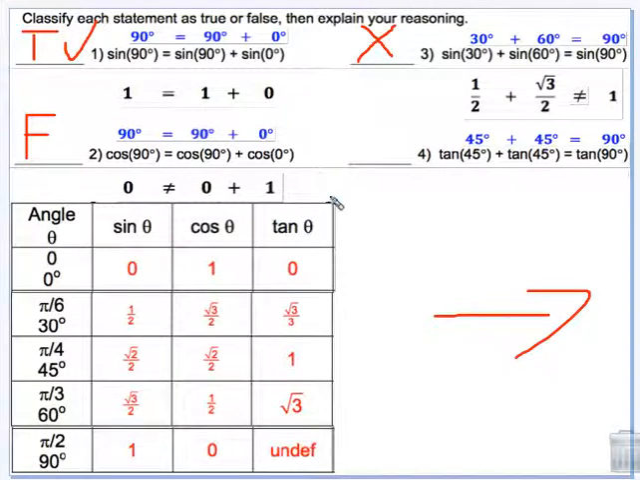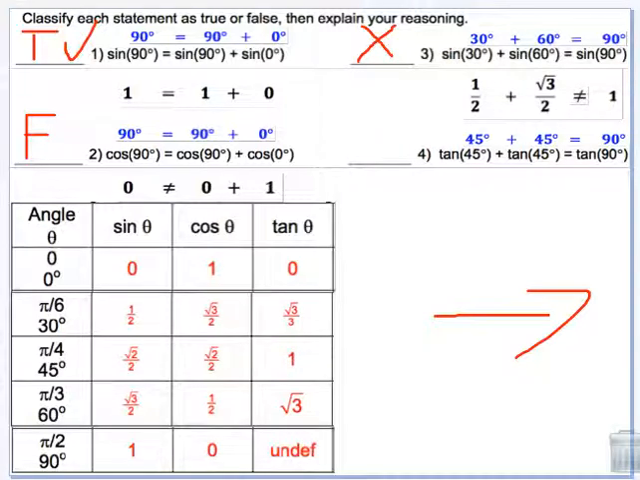And then the last example, tangent of 45 plus tangent of 45, does it equal tangent of 90? So here's the tangent column, 45 degrees. Tangent of 45 is 1.